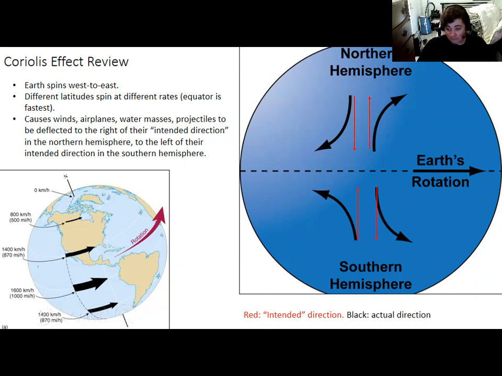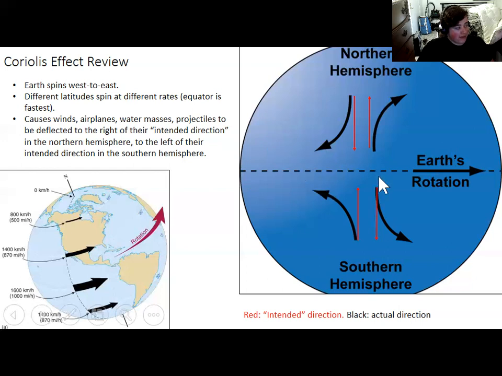And in the southern hemisphere, the deflection happens to the left, because whether you're in the northern or the southern hemisphere, Earth is rotating the same way. Earth is rotating from west to east. So if you're heading towards the South Pole from the equator, you are still going to be dragged east if you don't take the Coriolis effect into account, because again, when you're at the equator, you're going pretty fast.